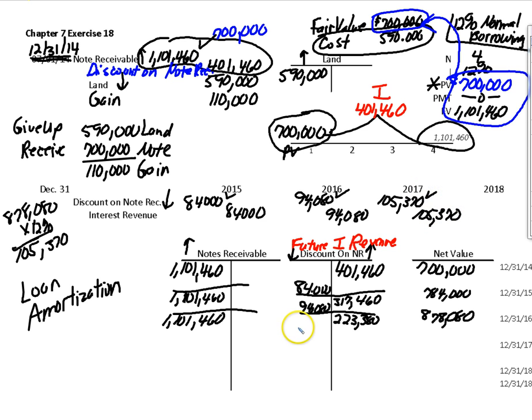Let's post our 105,370 in our discount account. Solve for our 2017 balances. Nothing happens to notes receivable because it just stays there, dormant. The new balance in the discount is 983,450. And we have a net amount, oh, I said that wrong, didn't I?